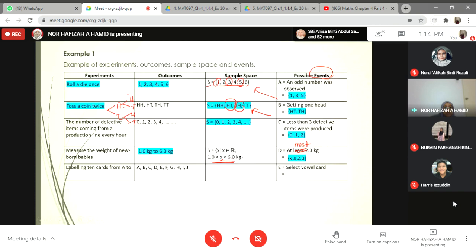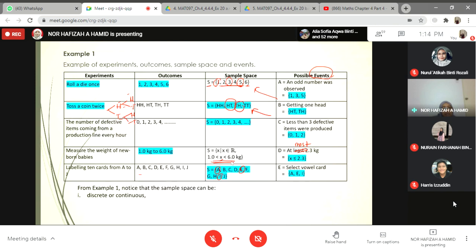Okay, so the last experiment, labeling 10 cards from A to J. The outcomes are from A until J, which gives the sample space. Select a vowel card, you refer to the sample space. The vowels are A, E and I. So we have 3. Okay, from example 1, notice that the sample space can be discrete or continuous.